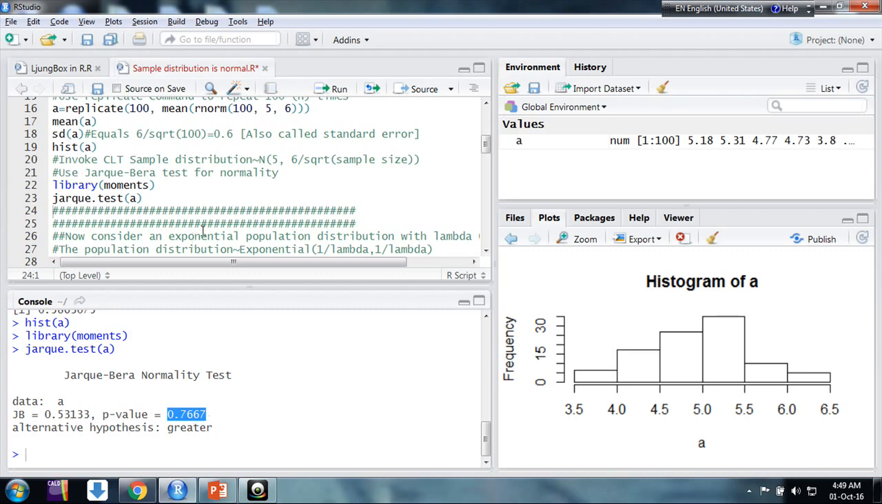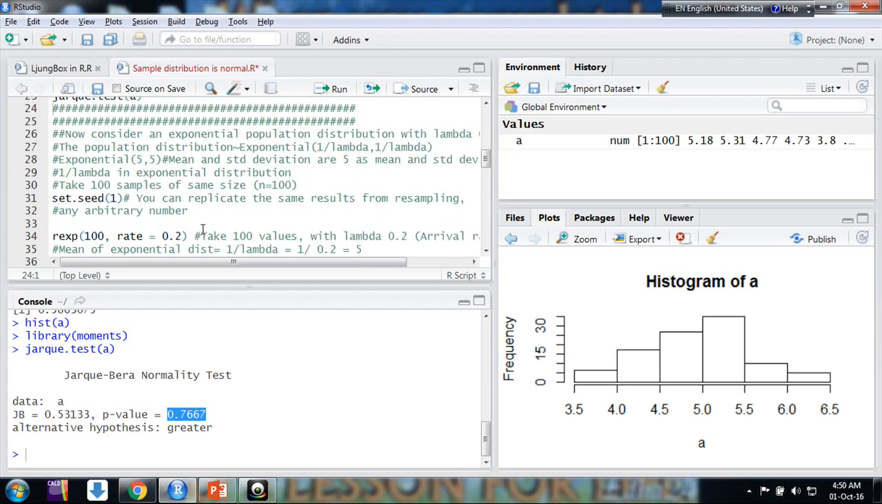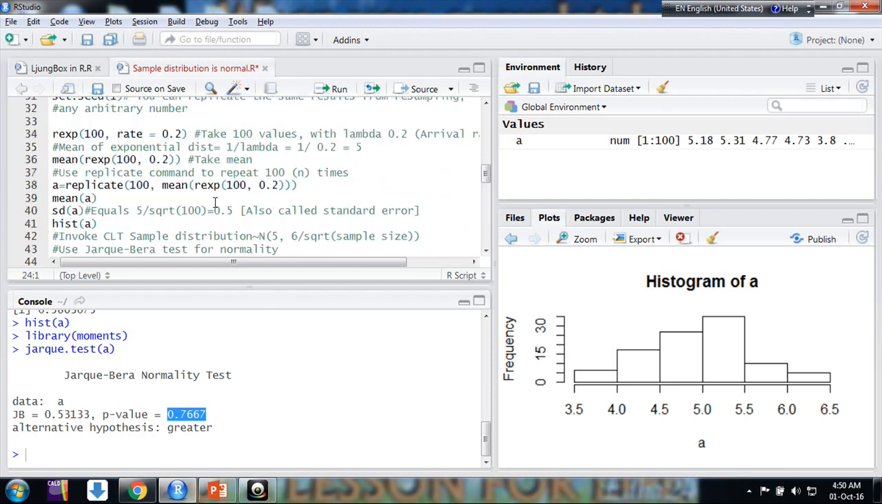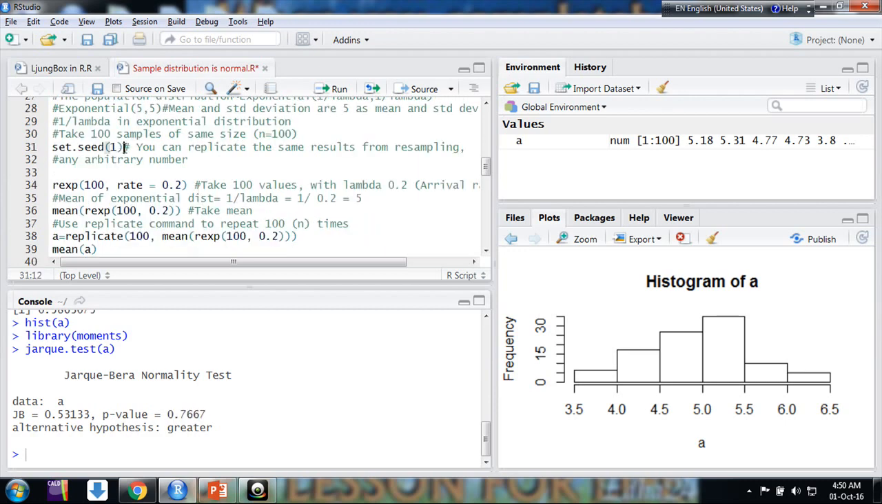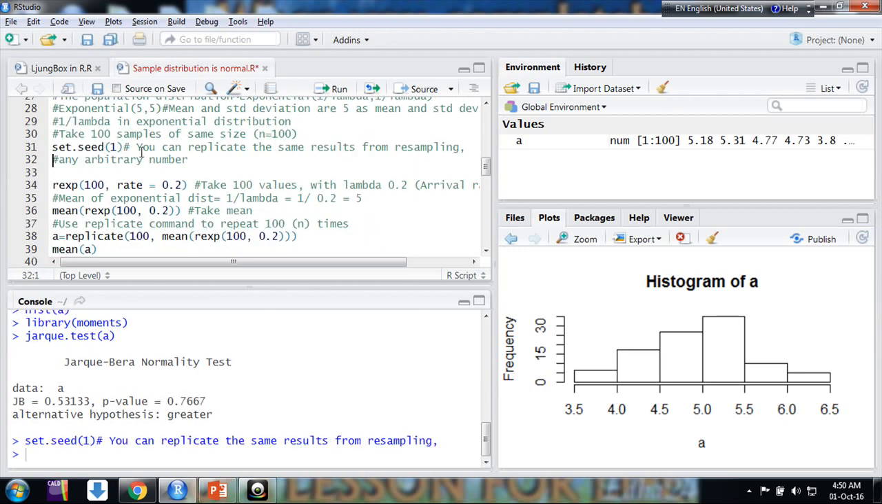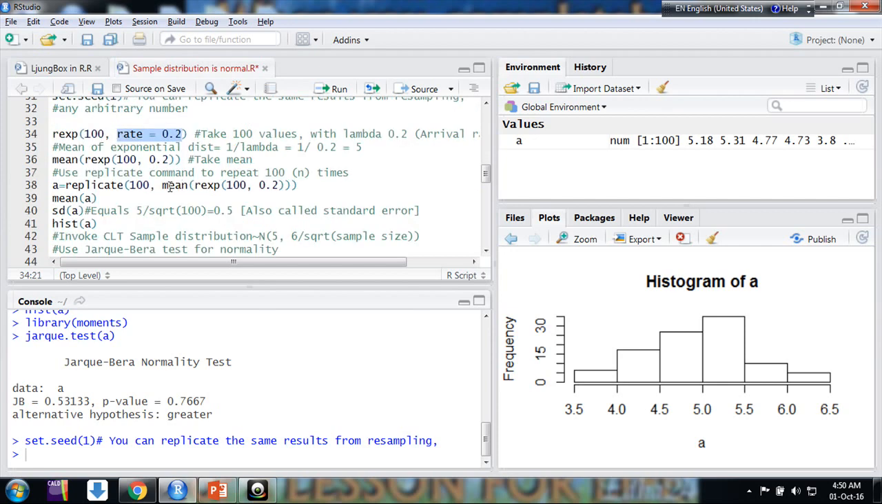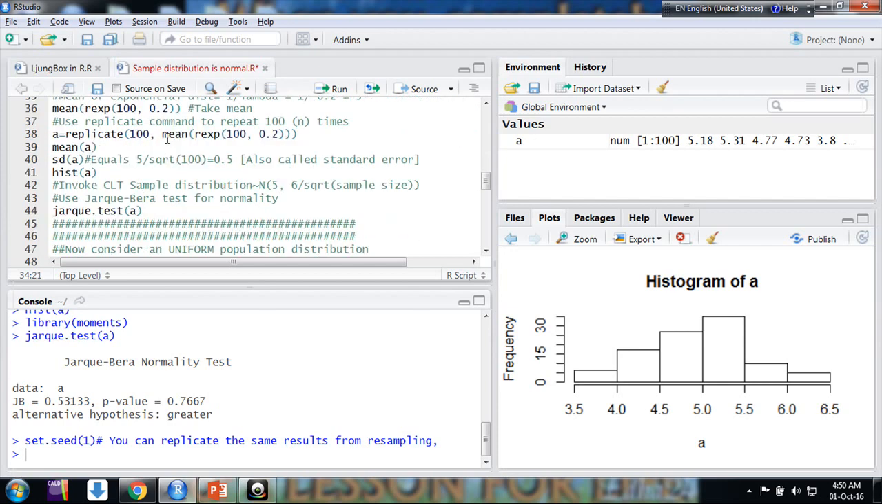Now I would take a population distribution that is exponential with a rate of 0.2. So here, again, I set seed 1, and I would generate 100 random numbers from an exponential distribution with rate 0.2. I would replicate it 100 times and generate another A.